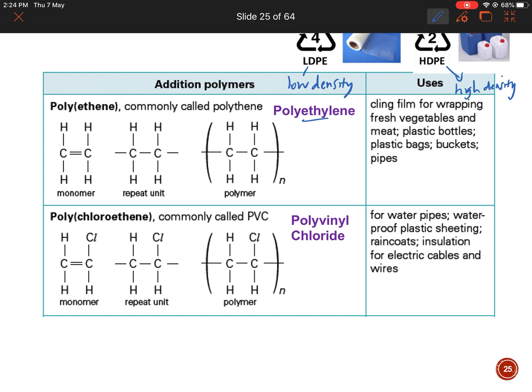Low density polyethylene is normally used for cling wrap. Okay, it's more flimsy, whereas your high density polyethylene is more rigid. Okay, the chains are packed closer together and it is used for plastic bottles and buckets.